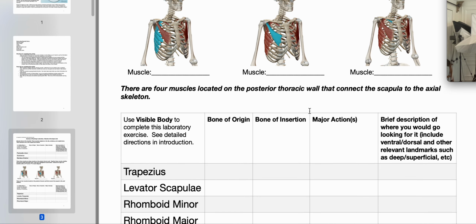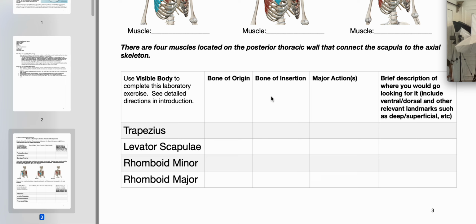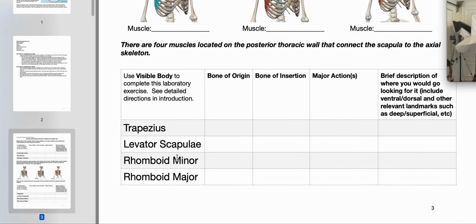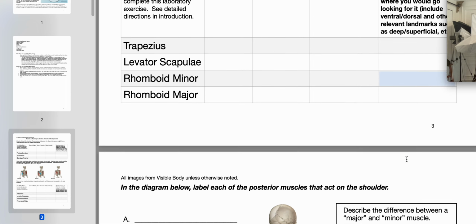This lab guide or activity is going to walk you through all of these muscles. Here are some more muscles associated with the scapula, and they connect the scapula to the axial skeleton. You may have covered some of these in the previous lab, but we're taking the opportunity to repeat it here because repetition is great for learning. Again, you're going to look these up in Visible Body, complete the major action, and add any other information that would help you recognize it. I think it's really important to note whether a muscle is superficial or deep, because that can be important for recognizing it on the practical exam.